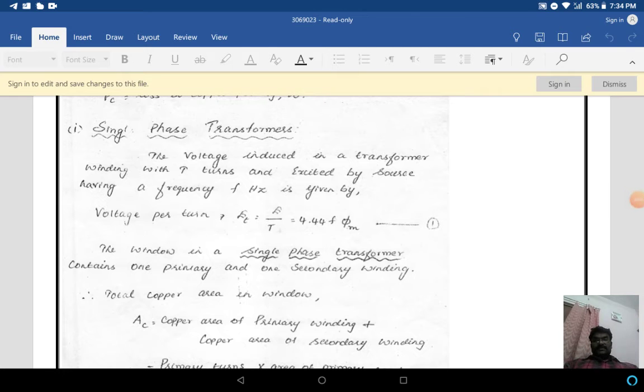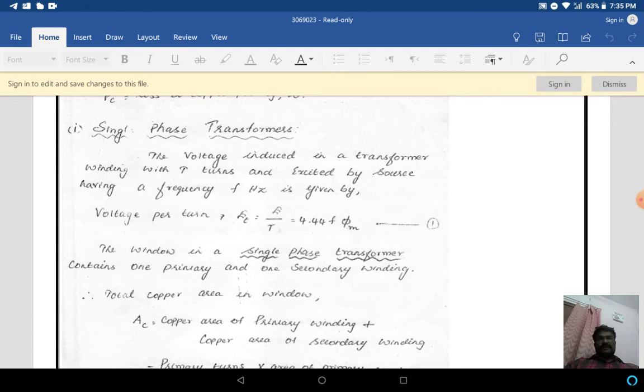Now the window in a single phase transformer contains one primary and one secondary winding. What it means: normally in the previous semesters what we studied, in the single phase transformer one side will be the primary and the other side will be the secondary winding. We saw the diagrams like that only, but actually it won't be like that. Each limb has primary as well as secondary windings, in both the limbs. Why? Because it reduces the leakage flux.